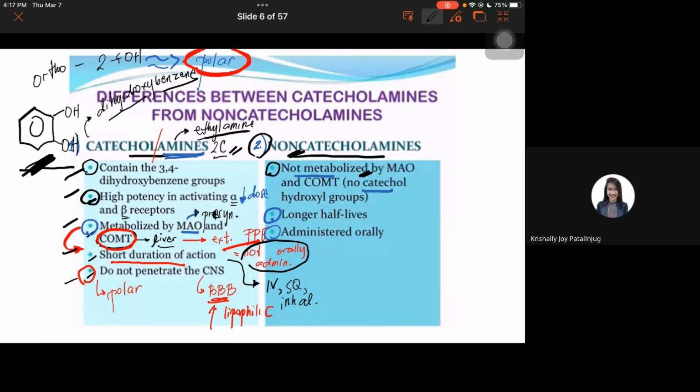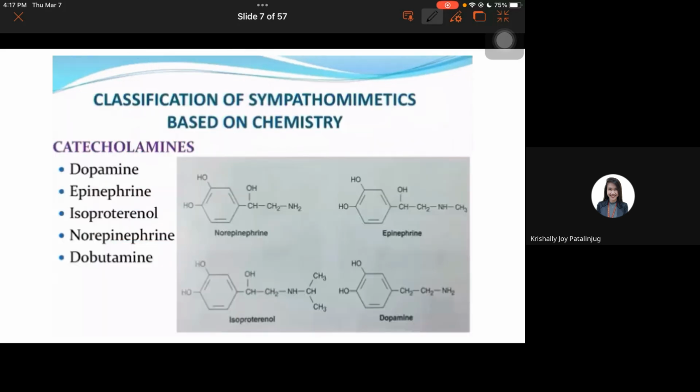Not metabolized by COMT, so pwede sila ma-administered orally. Okay, what about their penetration to CNS? Do you think they can penetrate to CNS? Yes or no? Okay, yes. So, opposite lang ha ng catecholamines. Sige. Now, with regards to the examples ng catecholamines, we have the following.